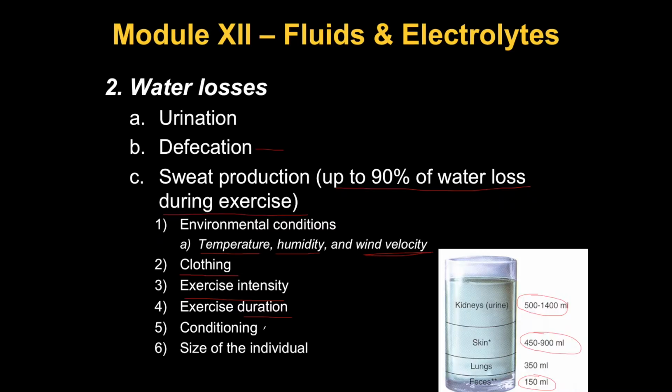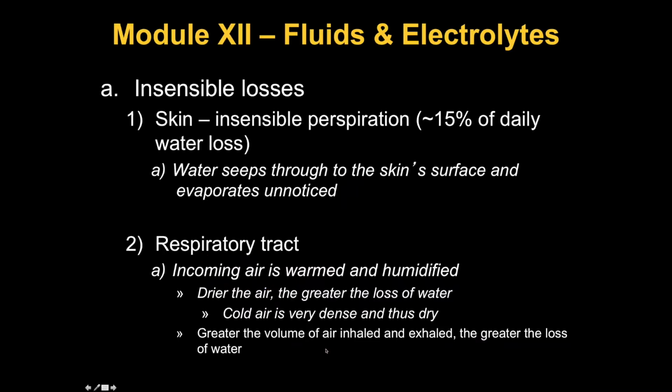The conditioning of the individual. A person who is well conditioned will actually sweat a little bit sooner and can maintain core body temperature a little bit better, so they'll have a little bit less of a loss as far as fluid is concerned. The size of the individual, the larger a person is, the more fluid that they can lose through sweat. Then we also have insensible losses through, for example, things like the skin, with perspiration, particularly in a dry environment.